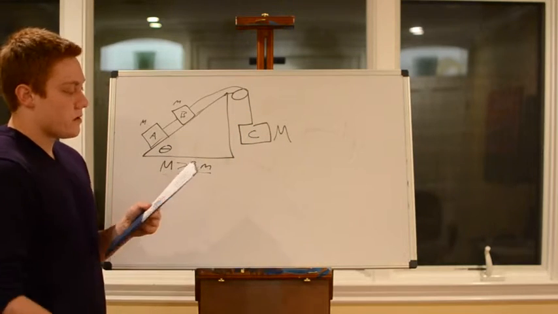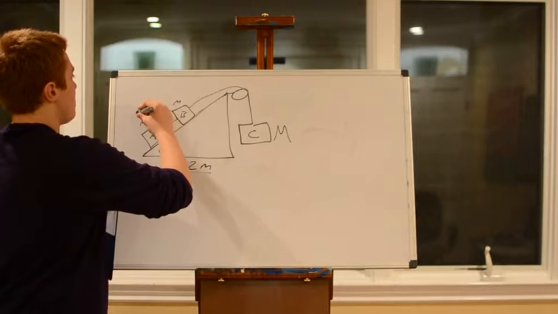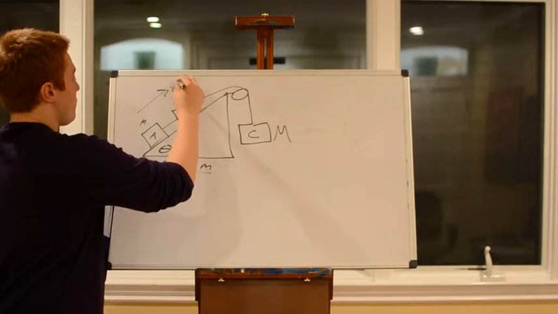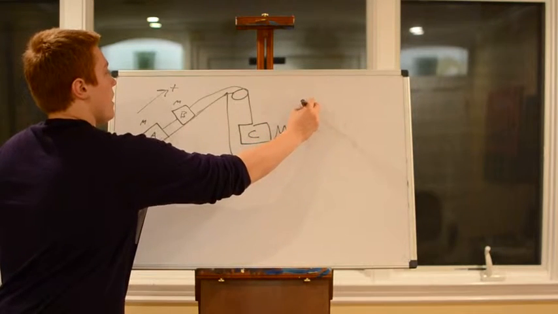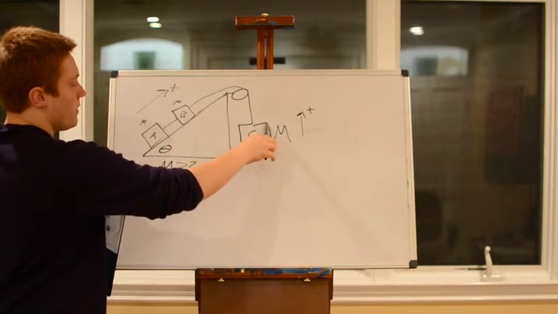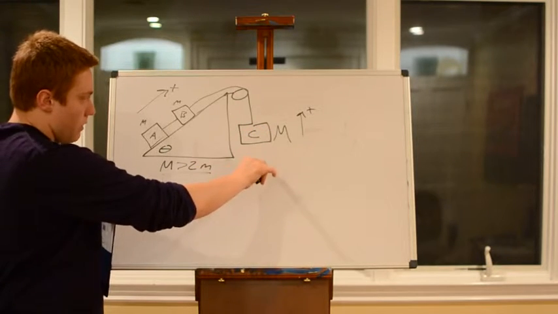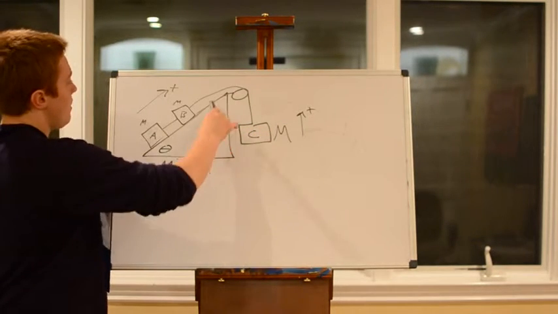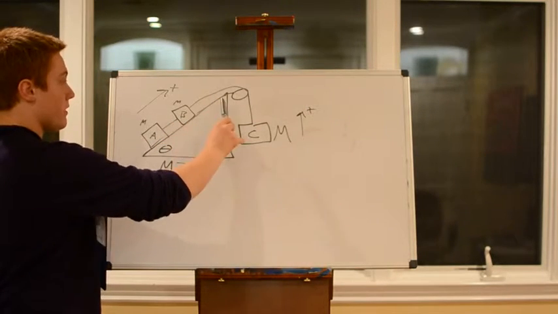So first thing we want to do is set up our coordinate axis. For this, the upward direction is positive for our forces and acceleration. Intuitively, we know this mass will be moving downwards, so the acceleration of block C will be negative because it's moving down, because we said positive is up. And then the opposite is true here. This is moving to the right, that's positive, so the acceleration here will be positive.